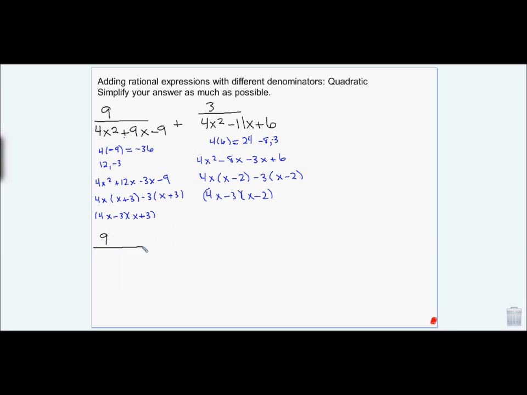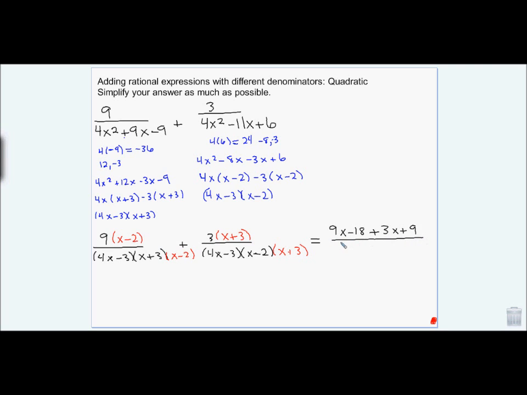Now I'll rewrite these with my new numerators. And as you can see, they have a 4x minus 3 in common. So I need to multiply this one by x minus 2 in the numerator and the denominator, and this by x plus 3 in the numerator and the denominator. Now for the sake of space, when I distribute this, I'm going to get 9x minus 18, plus 3x plus 9, all over (4x minus 3)(x minus 2)(x plus 3).